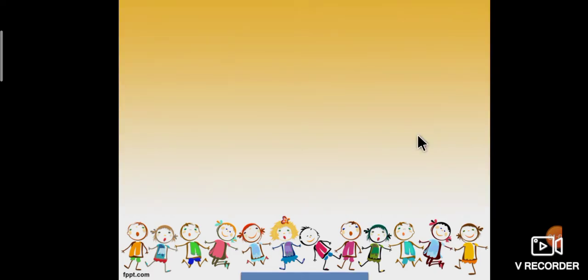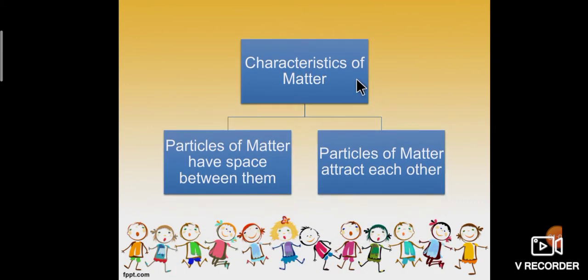Next topic is characteristics of matter. What are they? First one, particles of matter have space between them. Second one, particles of matter attract each other.